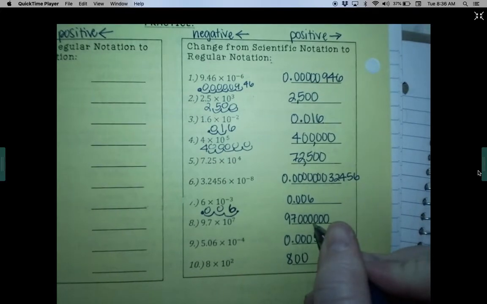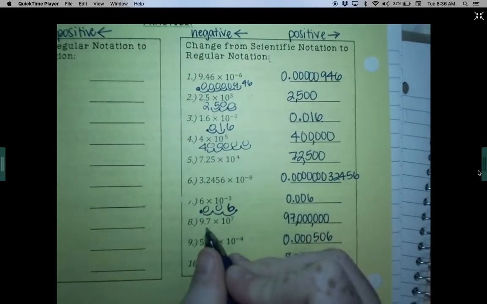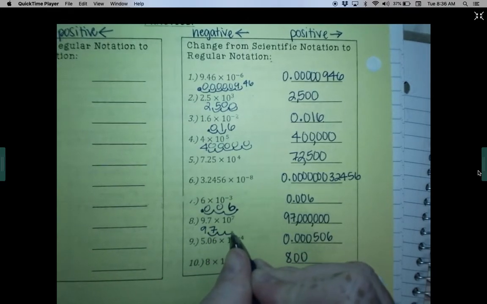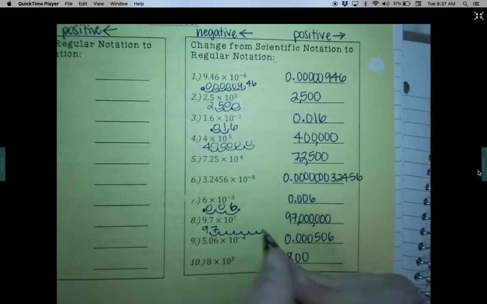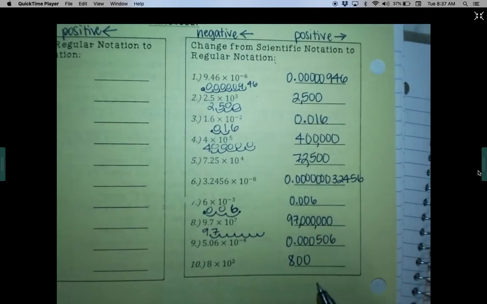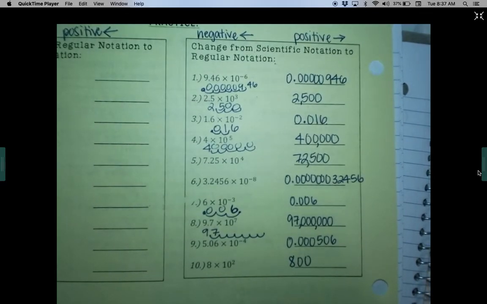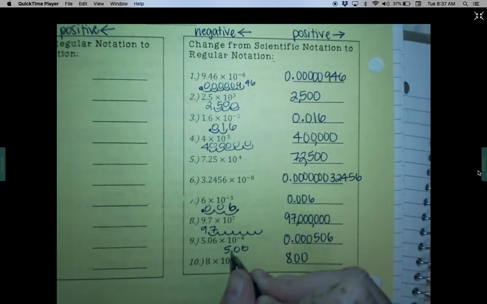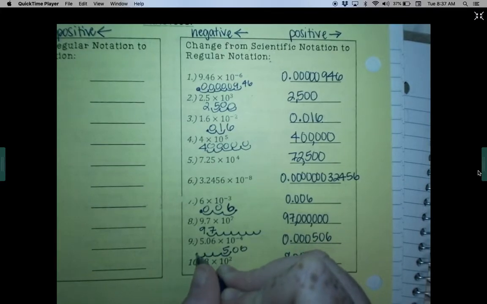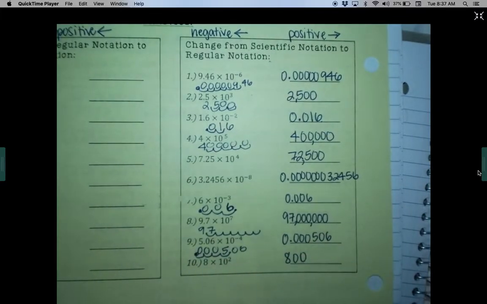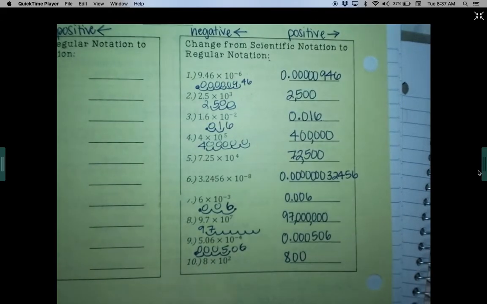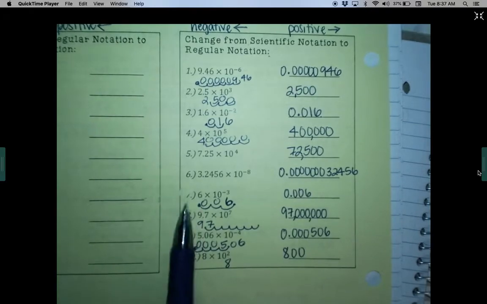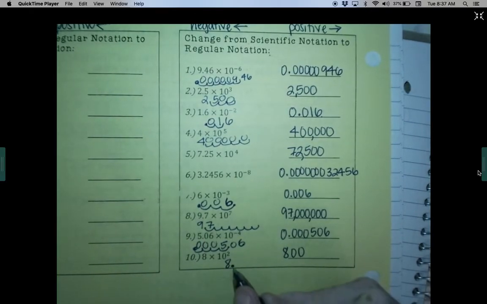9.7 times 10 to the seventh. So I'm moving 7 places. 1, 2, 3, 4, 5, 6, 7. Then 5.06 times 10 to the negative fourth, so I'm going to the left, 4. So 1, 2, 3, 4. And then 800, 8 times 10 to the second, just like number 7, there's that invisible decimal at the end, so I move it 1, 2.